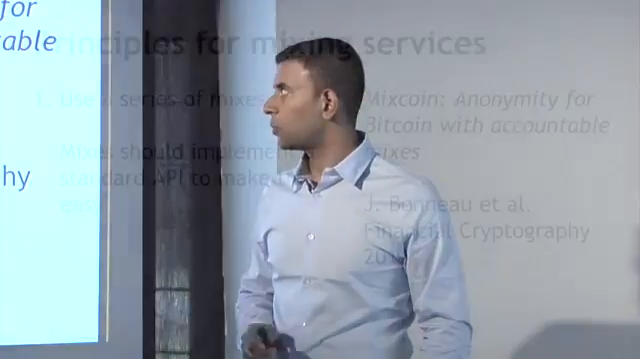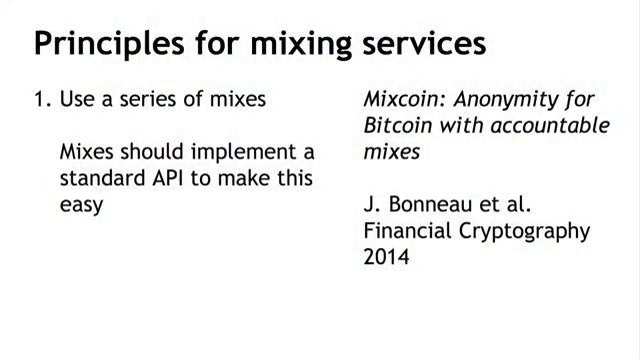Well, the very first one is that you might want to use a series of mixes instead of just a single mix. This is a very well-known principle. Using a series of routers is the same principle in the anonymous communication system Tor. It's a good idea because it allows you to not have to trust a single mix, but instead be sure that as long as any one of these mixes is promising to delete its records, then you have a good guarantee of anonymity.